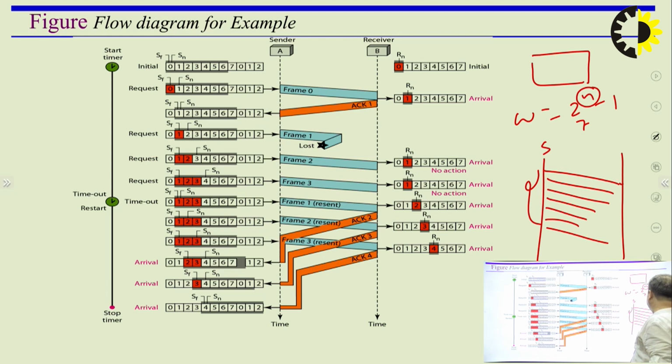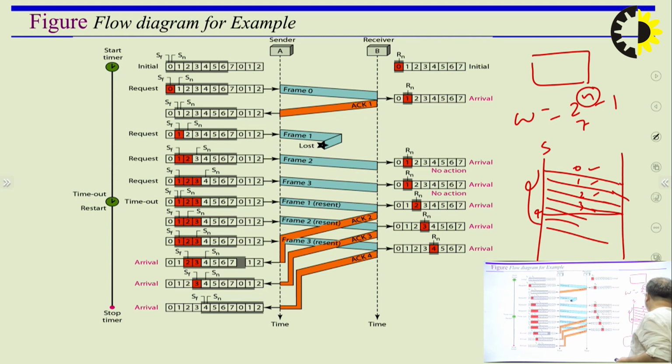without receiving the ACK. Suppose this is 0, this is 1, 2, 3, and suppose ACK 4 is received. What does ACK 4 mean? It means frames 0, 1, 2 and 3 have been received by the receiver. So the window just slides by 4.